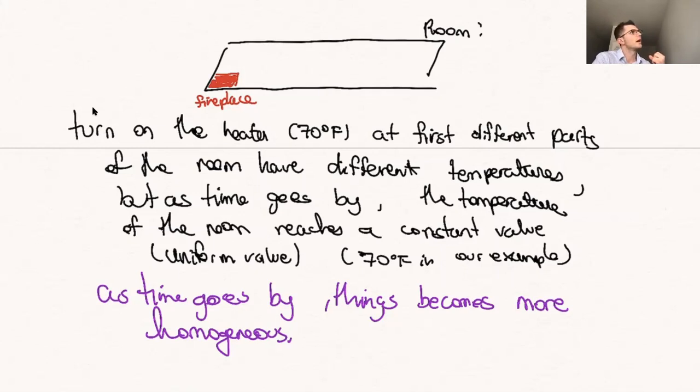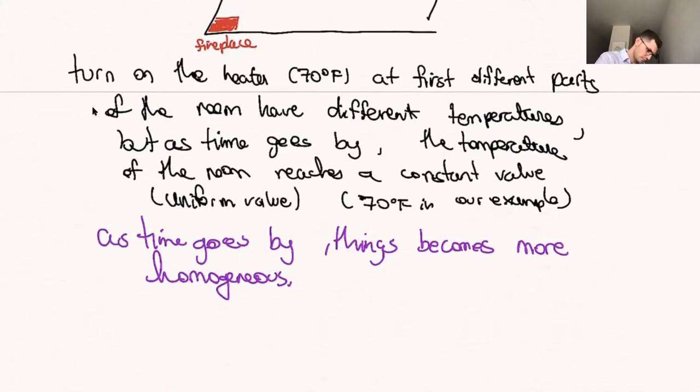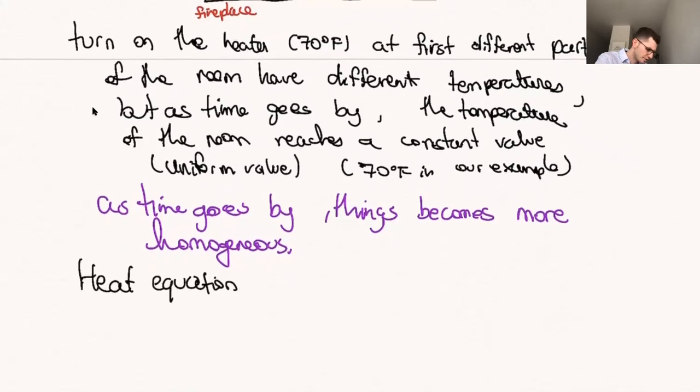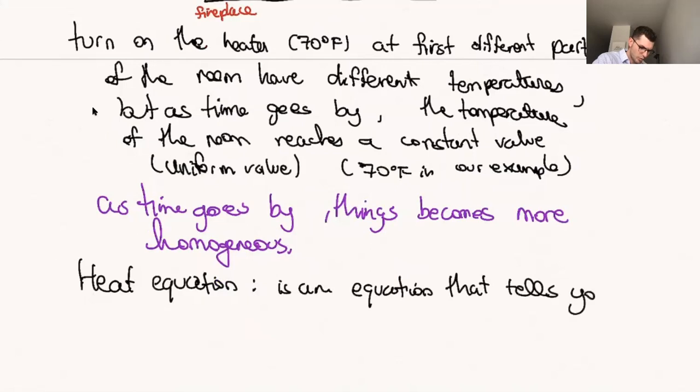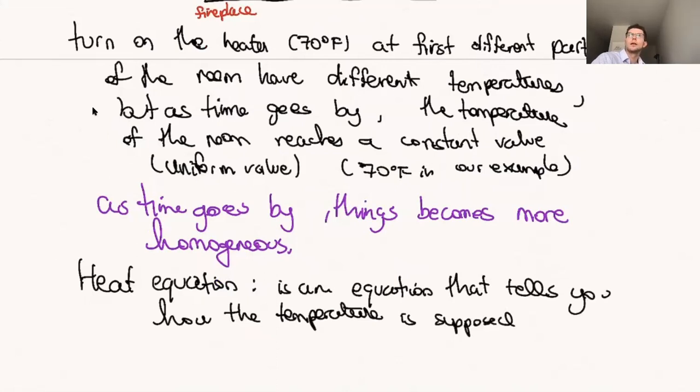Good. Now, why is this? In fact, there's an equation called the heat equation, which is an equation that tells you how the temperature is supposed to change over time.